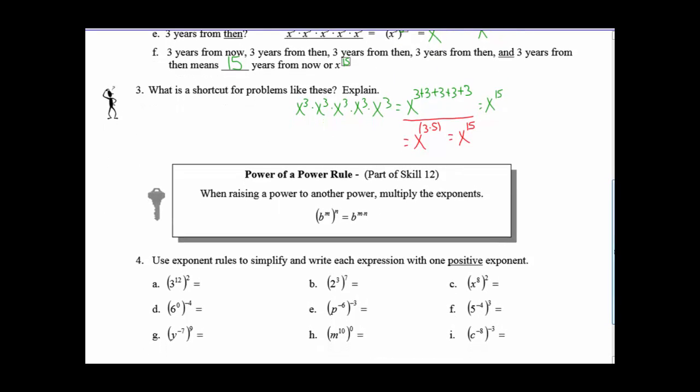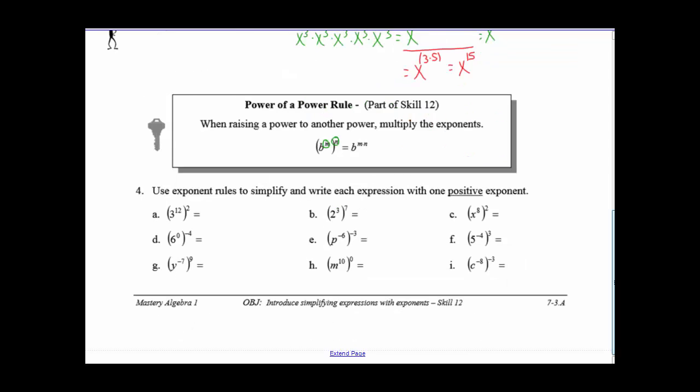So to generalize this, the power of a power rule. When raising a power to another power, we're just going to multiply the exponents. So if we have b to the m raised again to the nth power, to simplify that, we're just going to do b to the power of m times n. So we're just going to multiply our exponents together. So let's look at a couple examples of that.